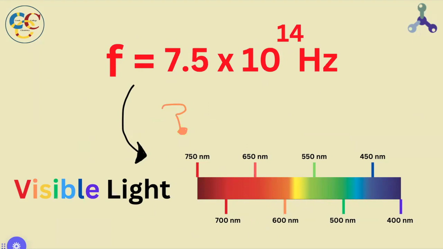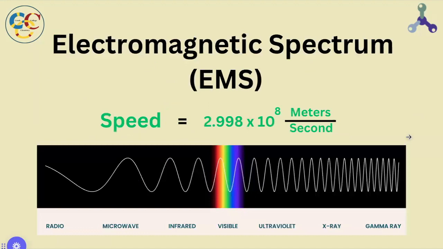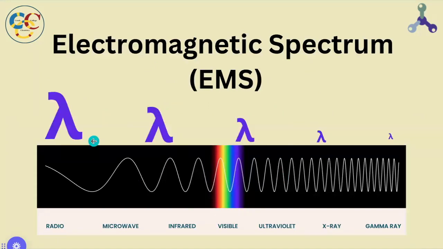Does a frequency of 7.5 times 10 to the 14 hertz fall within the visible light region of the electromagnetic spectrum? And the electromagnetic spectrum is just simply light. Light has a constant speed, but there's some variability in there. And that variability is wavelength, the horizontal distance of the wave repeating itself.